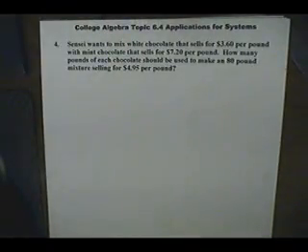Okay, next problem. Let's say Sensei wants to mix white chocolate that sells for $3.60 per pound with mint chocolate that sells for $7.20 per pound. How many pounds of each chocolate should be used to make an 80-pound mixture selling for $4.95?